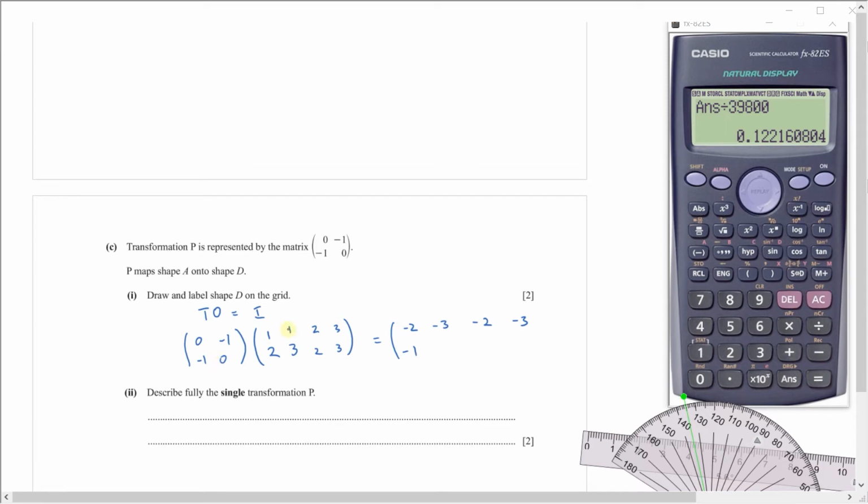This row multiplied by this column, -1 into 1 is -1, and this will be 0, so this will again be -1. -1 into 2 is -2, this will be 0, so this will be -2. -1 into 3 is -3, 0 into 3 is 0, so this will be just -3. So (-2, -1), (-3, -1), (-2, -2), and (-3, -3). So these will be the vertices of your shape D.